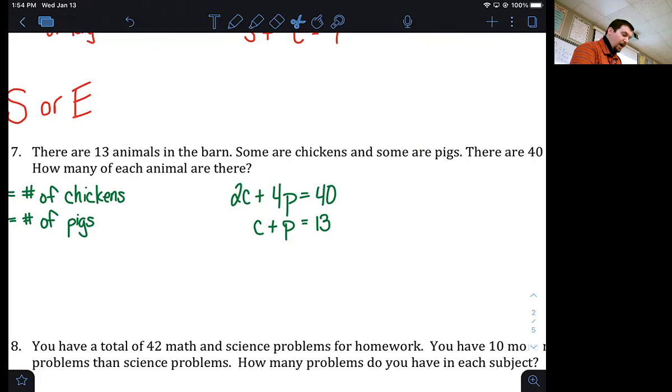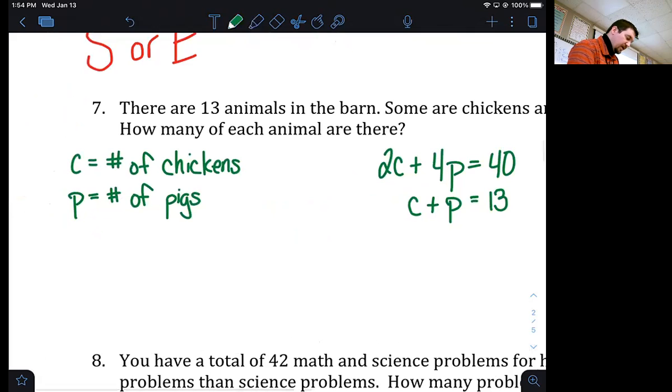This is one, again, where I would say substitution or elimination is probably going to take you about the same amount of time. Because the numbers are smaller here, though, I'm probably leaning towards elimination, because I'm not multiplying by 15 and 28. I'm multiplying by 2. Or even dividing the top equation by 2 to get C plus 2P equals 20. And then you can get your C's done that way.